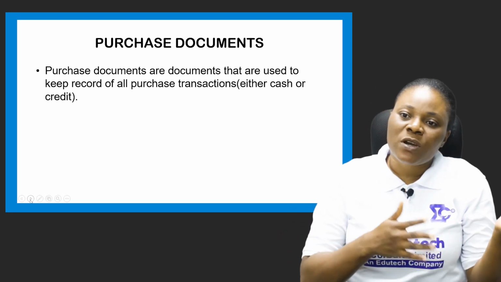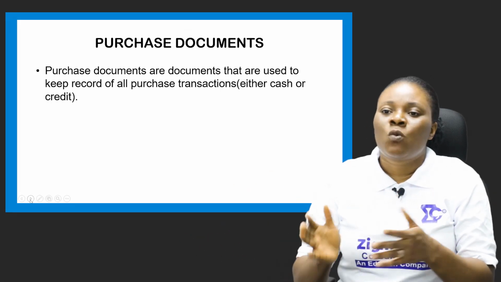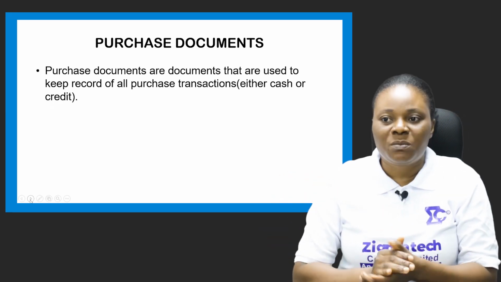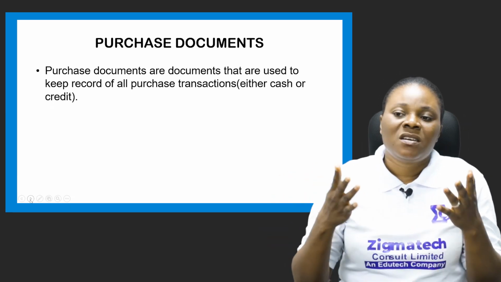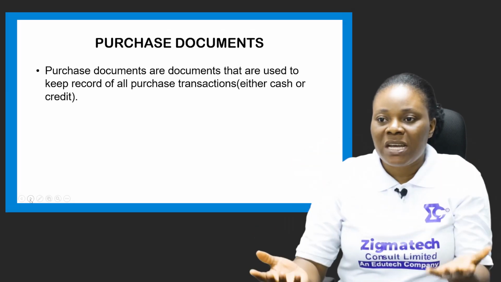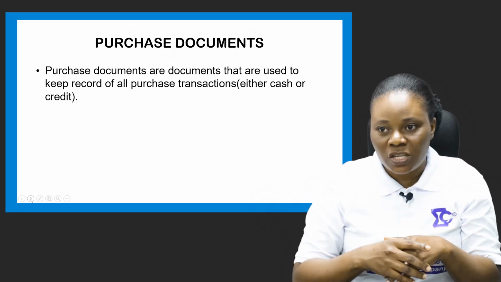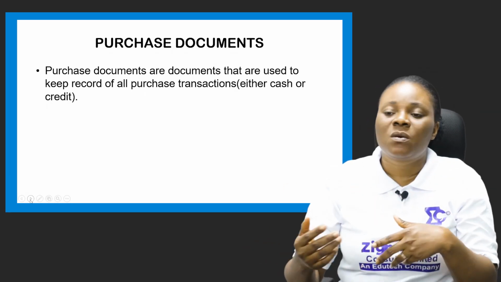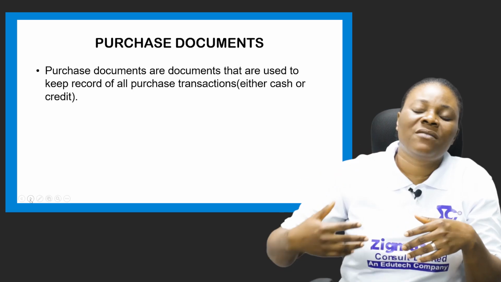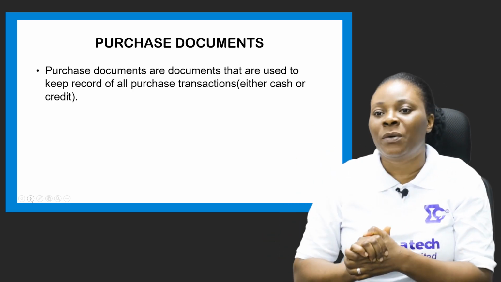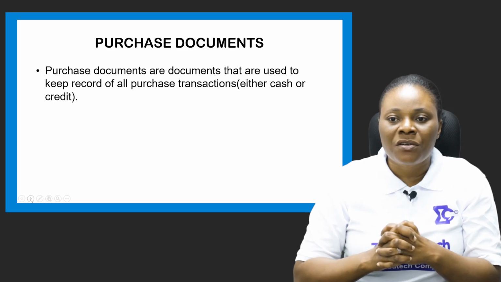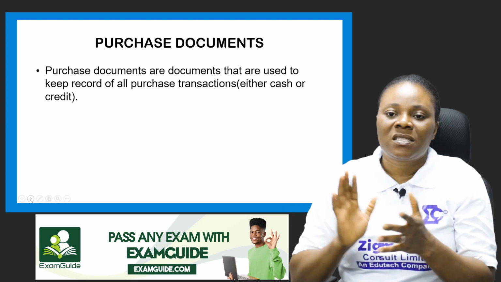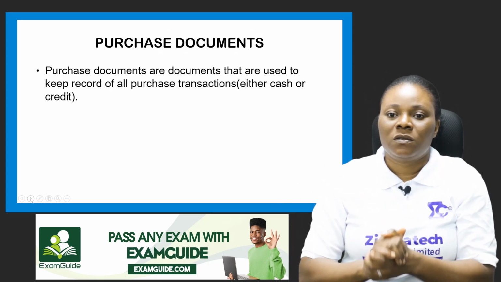Sales documents are used for keeping record of sales transactions, while purchase documents are used to keep record of purchase transactions, be it cash transactions, that means transactions that involve the immediate exchange of cash, or the other one, which is credit transaction, that means the one where you as the buyer have the intention of paying for what you have bought at a later agreed date. That means the date agreed between you and the seller of such products.